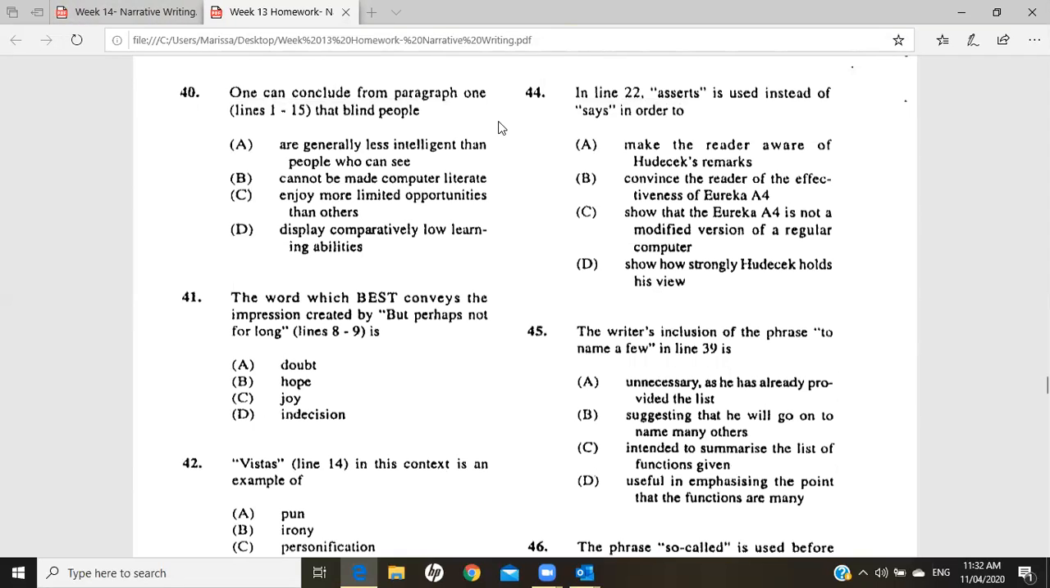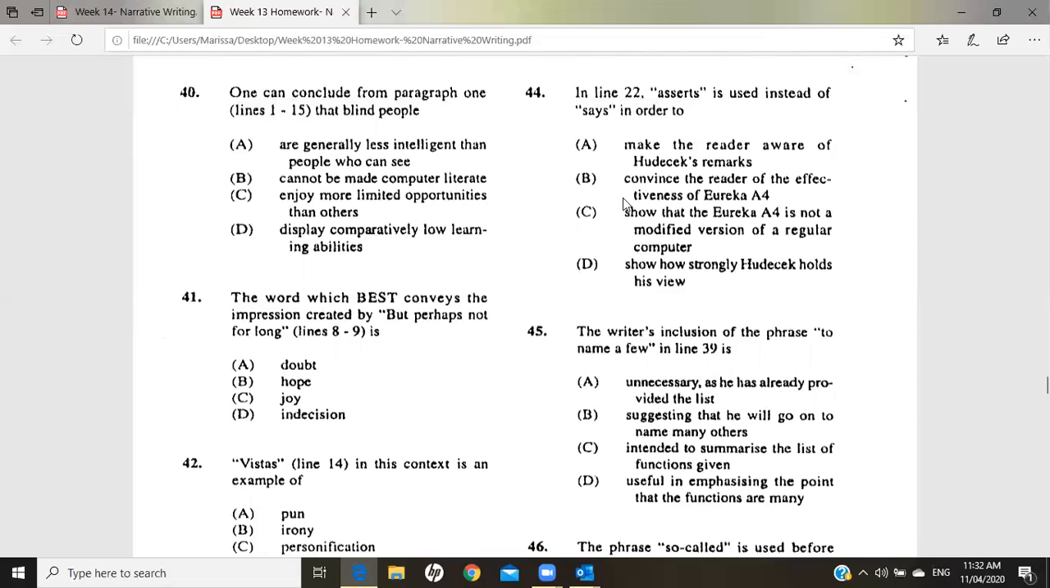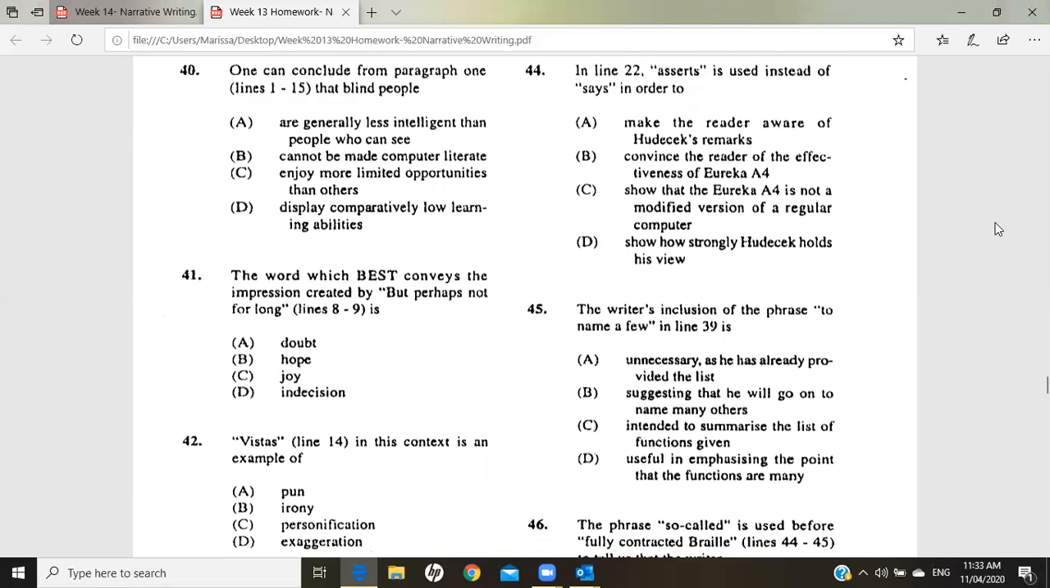So Joshua says B. 44 is not B. Try again, it's not B. Anybody wants to help? Joshua? D. It's not C. It's not C and it's not A. D. Which means the answer is D. Because when you're being assertive, you're being bold, right? You're being very strong and passionate about what you're saying. So the answer is D, to show how strongly Hudasek holds his view.